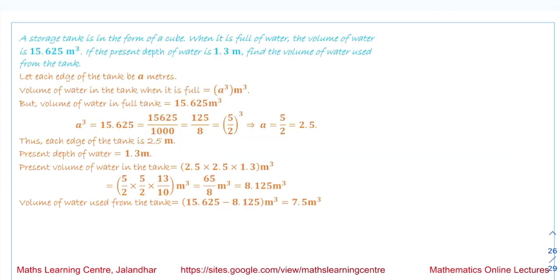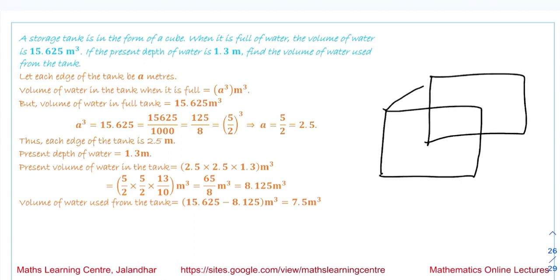Now next we have a storage tank in the form of a cube. When it is full of water, the volume of water is 15.625 meter cube. If the present depth of water is 1.3 meter, we have to find the volume of the water used from the tank. So we are saying this storage tank is given to us, and the total volume of the water present in it is 15.625 meter cube.